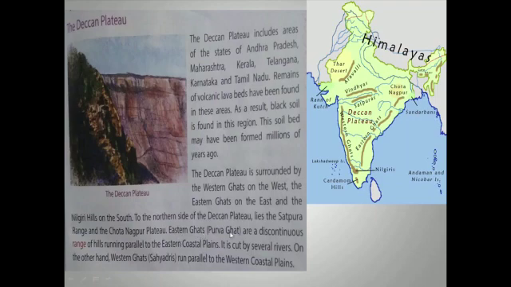Eastern Ghats are a discontinuous range of hills running parallel to the eastern coastal plains. Here you can see Eastern Ghats, they are discontinuous. Discontinuous means they do not go in a continued manner. It is cut by several rivers. On the other hand, Western Ghats run parallel to the western coastal plains. Western Ghats are continuous and they run towards the western coastal plains.